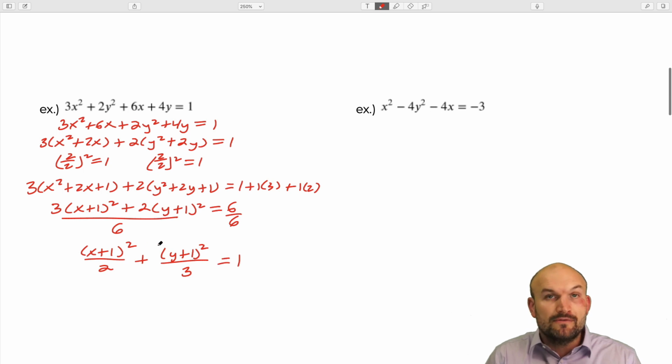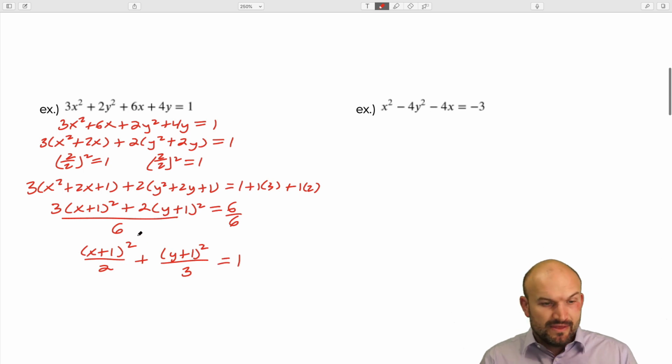And you can see now how this is the equation of an ellipse. They both have their denominators that they're divided by. They're equal to 1. We have our h and our k, and they're separated by addition.